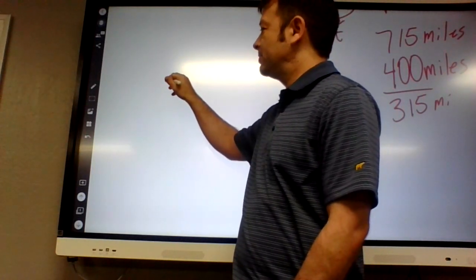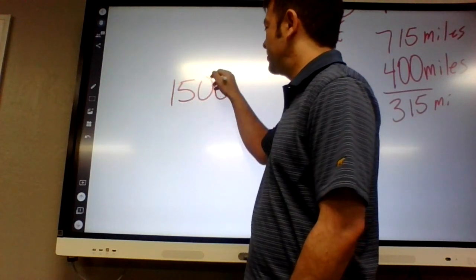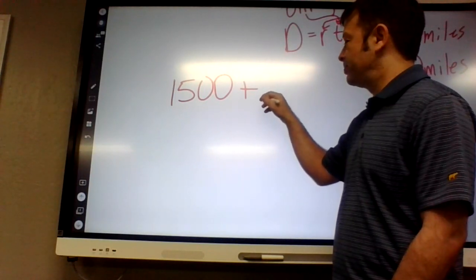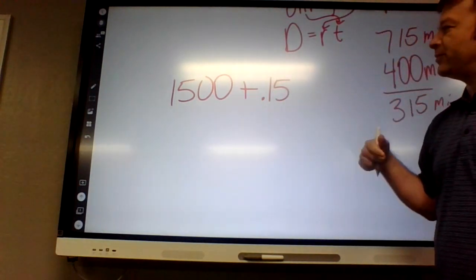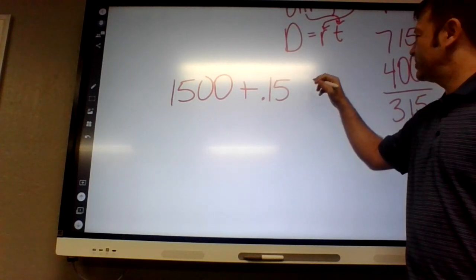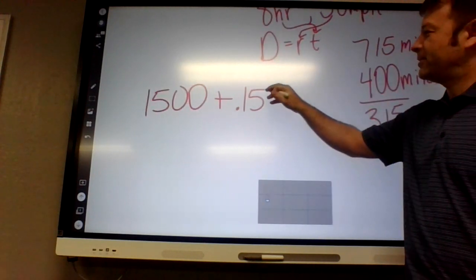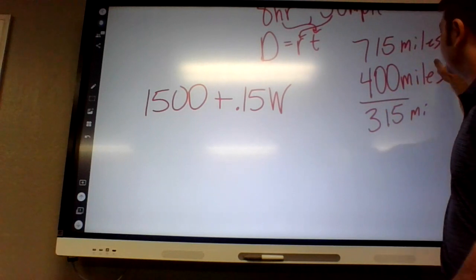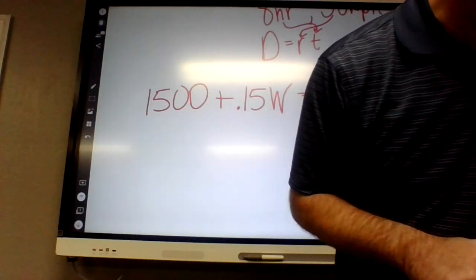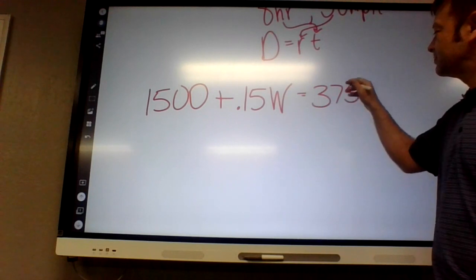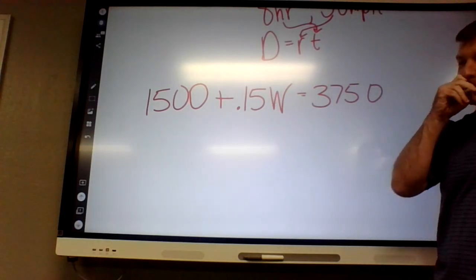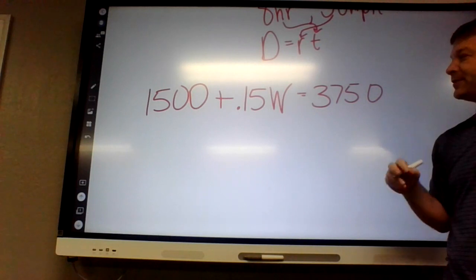So what's he for sure going to get? 1,500. Plus, what else is he going to get? 15%. 0.15, of whatever he sells. So I don't really want to use S for sales, so let's use W for whatever he sells. And altogether, he wants to make, what was it, $3,750? Okay, so he's going to get $1,500 plus 15% times whatever he sells, and he wants to make $3,750. So how much does he need to sell?